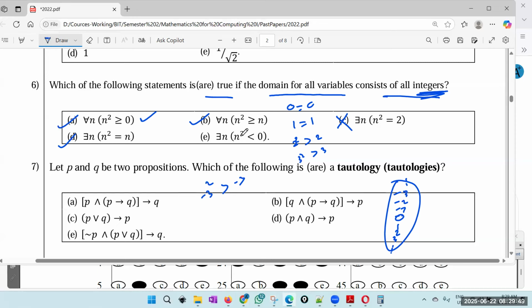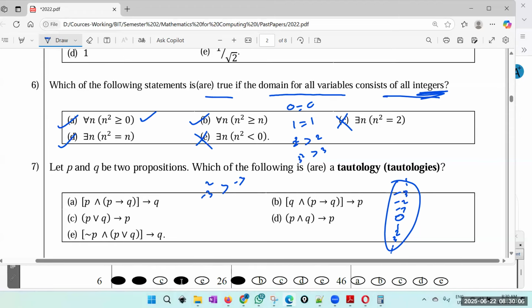Exists n such that n squared is less than 0. No, right? No integer, when we square it, has a negative value. No integer exists like that. So therefore, I'll go for A, B, and D.